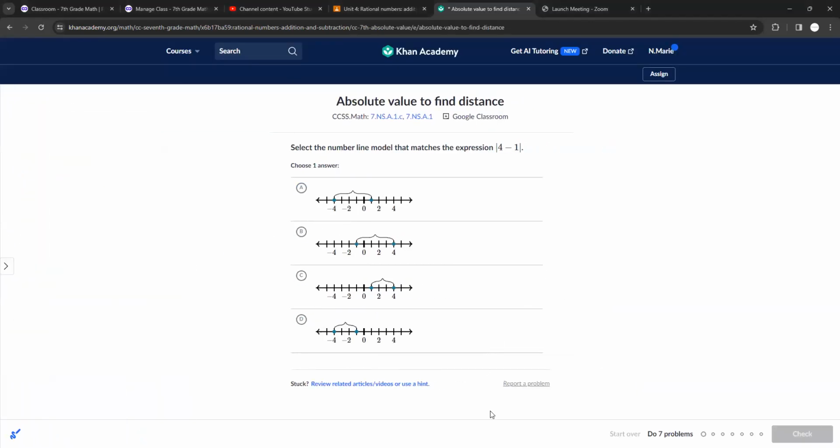Well, what is absolute value? Absolute value is the distance from 0. So 4 minus 1 is 3. The distance is 3. So which of these are showing a 3? C. Right? That's a 4, that's a 1, distance is 3.